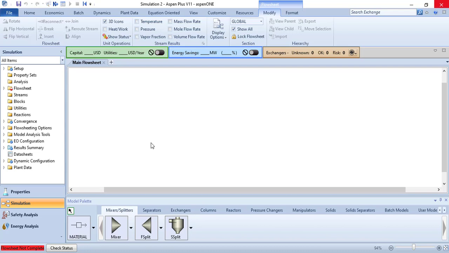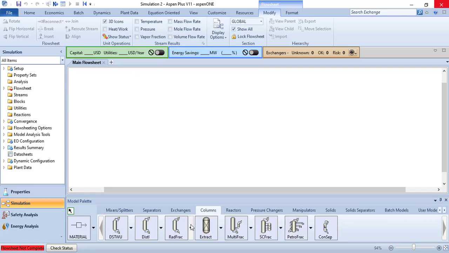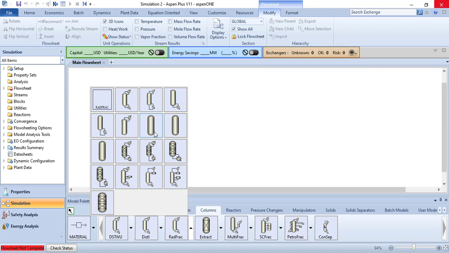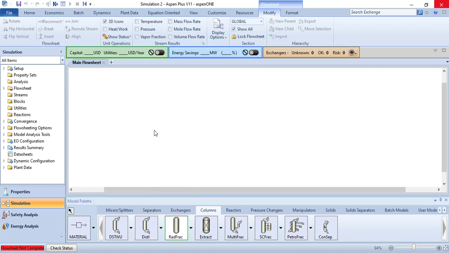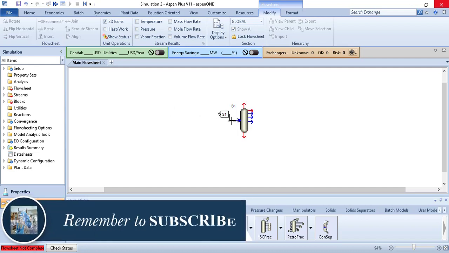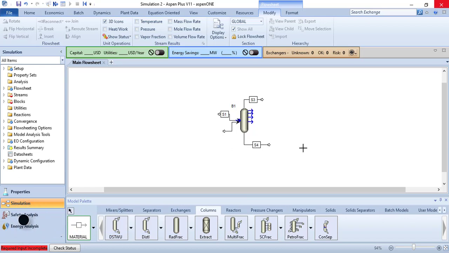So we are in the simulation environment. We have to specify these columns, and RadFrac columns. I'm going to use this. It says Absorber 1. Place this here. Right click. Then material streams. One goes for the solvent, another goes for the feed gas, the top one for the product gas, and the bottom one for spent solvent.